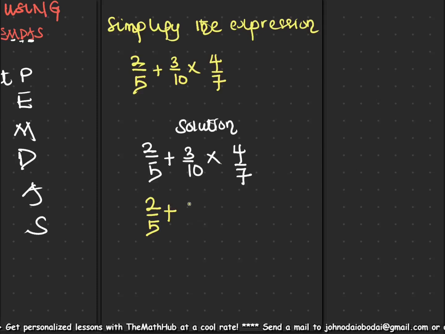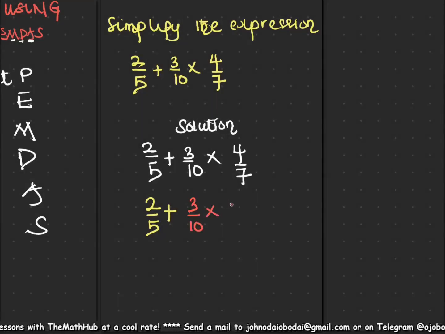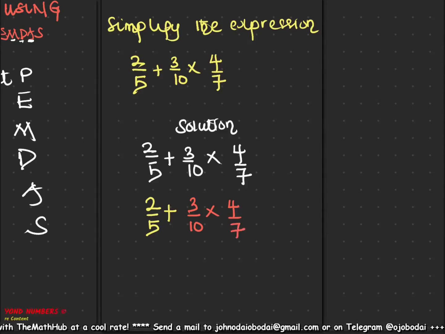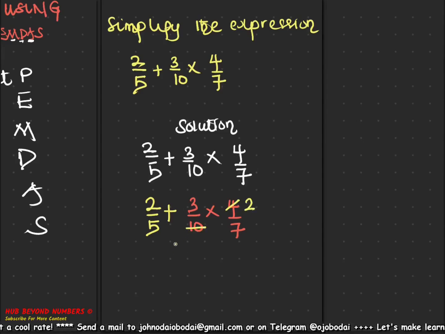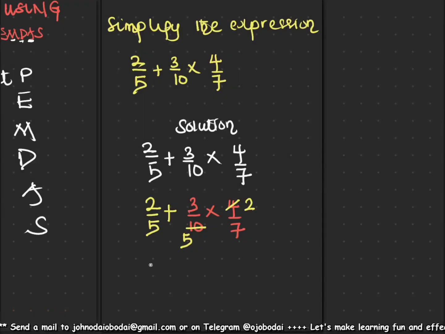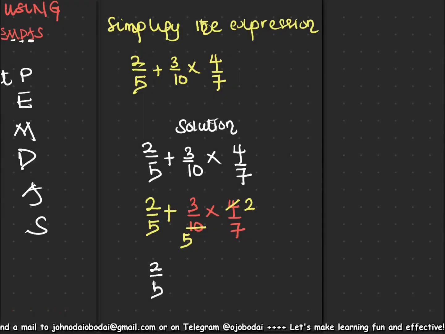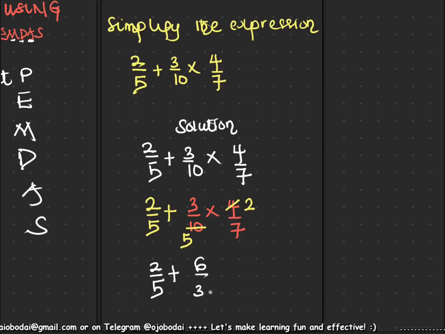So in solving our multiplication, how do we do that? Let me write that all over again, then we do it. So we have 3 over 10 times 4 over 7. How do we do our multiplication? 4 is divided by 2 twice. And 10 is also divided by 2 five times. Is there any simplification we can do again? No, there isn't. Hence, we are going to get 2 over 5, then plus 3 times 2 gives us a 6, whilst 10 times 7, on the other hand, gives us a 35.